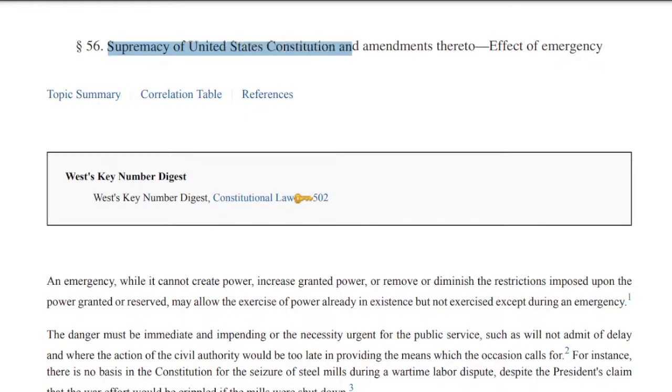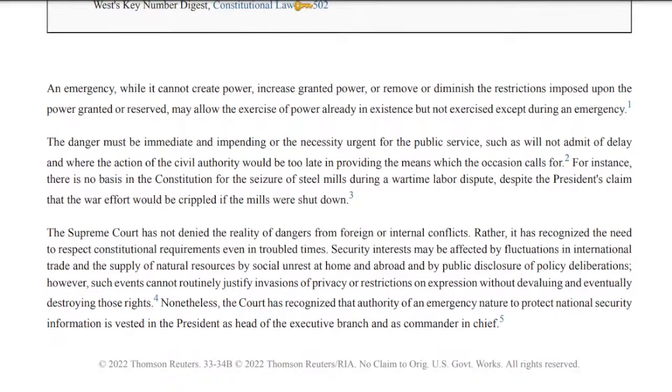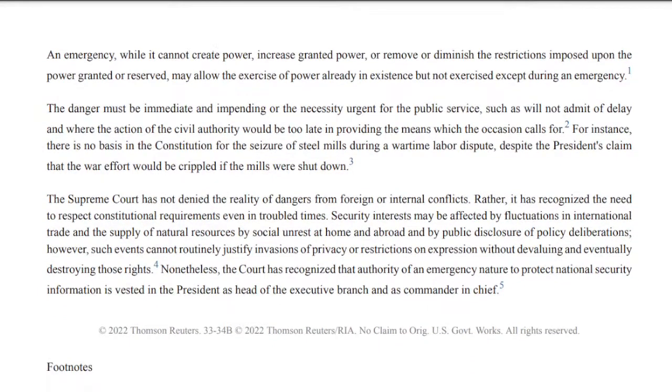Supremacy of the United States Constitution and amendments thereto. Effective emergency. All right. This is a really juicy part. We still have people here. I want to make sure everyone's here. If you need to get a drink or something, take care of that and get back because this is the fun part.